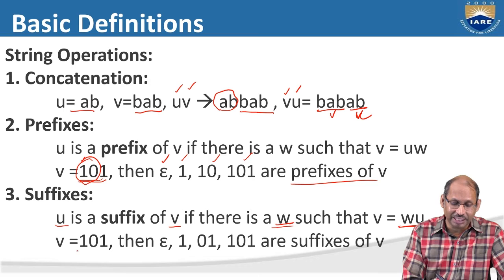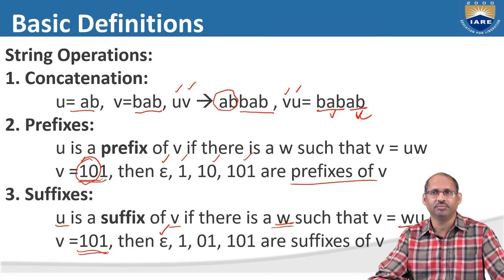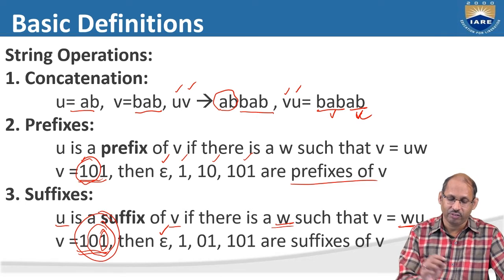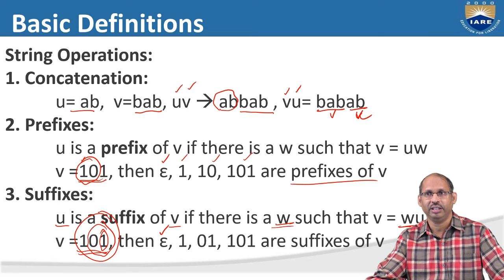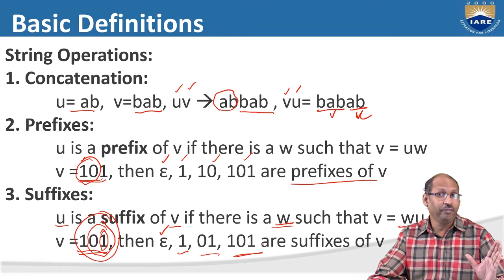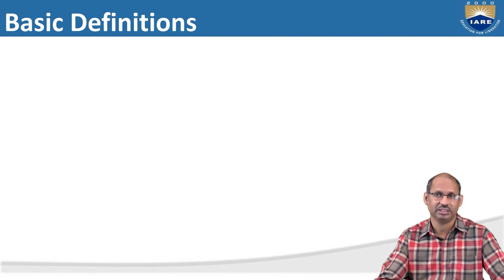So, if we consider 101, epsilon is a valid suffix. Empty string is a valid suffix. It might be 1, it might be 01, it might be 101. Right? So, either 1, 01, 101. A group of end symbols, tail symbols, we refer to as a suffix.